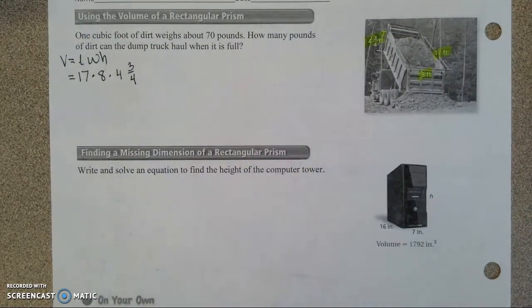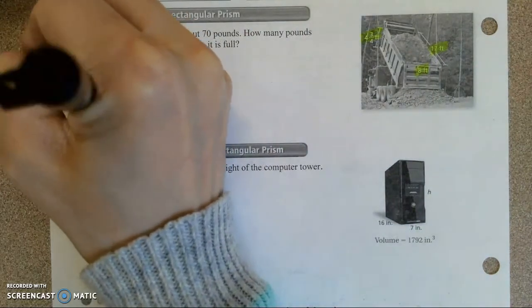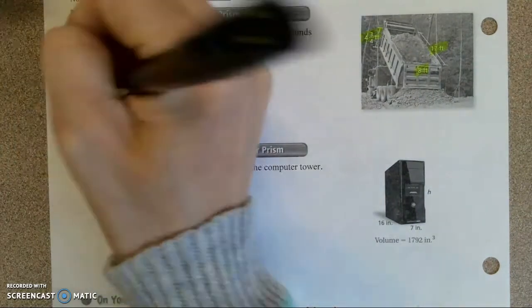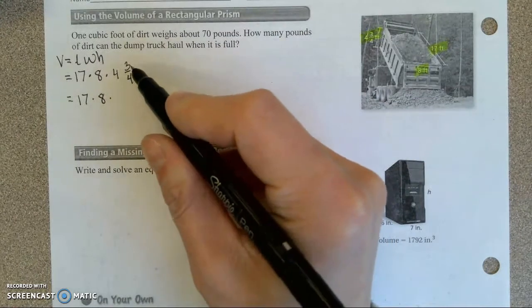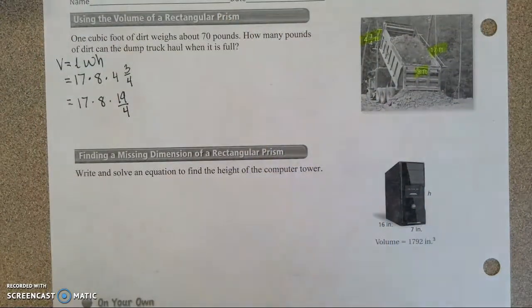Now I'm going to rewrite this, but I'm going to change 4 3/4 to an improper fraction. So I still have 17 times 8, and then 4 times 4 is 16 plus the 3, so I get 19/4.